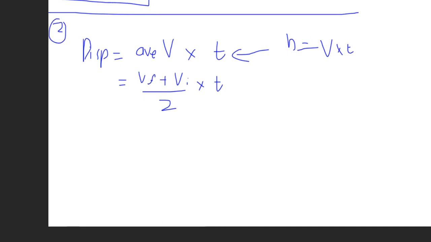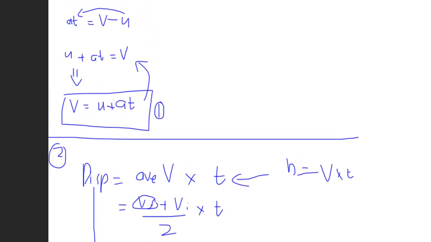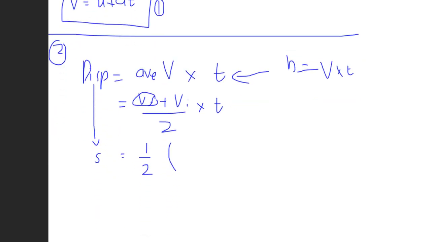Now we can make this look a bit nicer. We're going to change displacement into s, and this is still displacement, mind you. We're just changing the variable. Then we're going to bring the half outside, with a bracket here, like that. And we're going to change the vf into v, as we changed earlier, and vi into u.